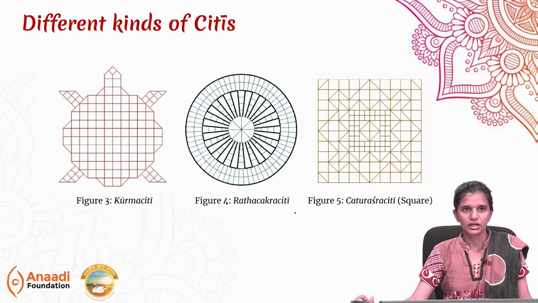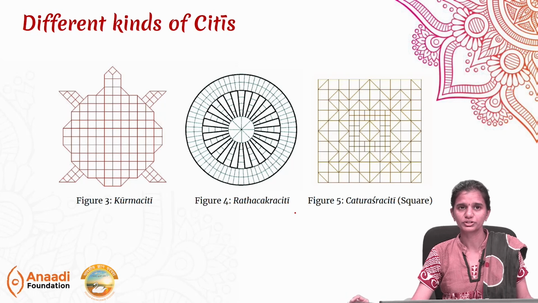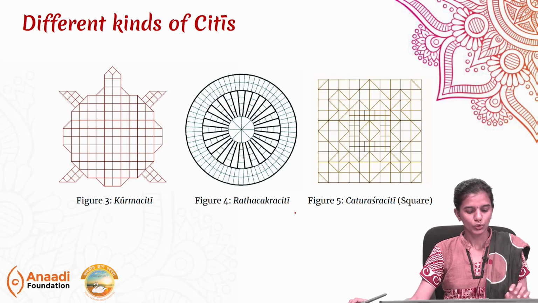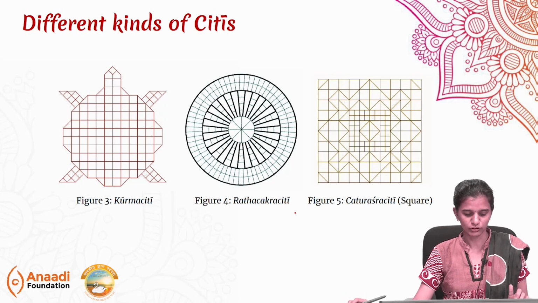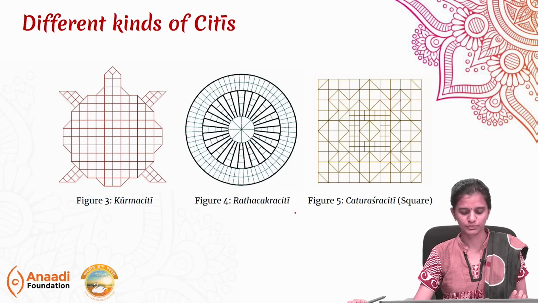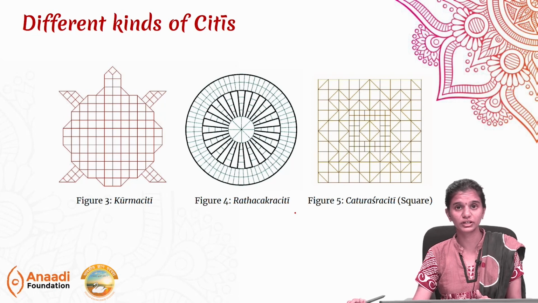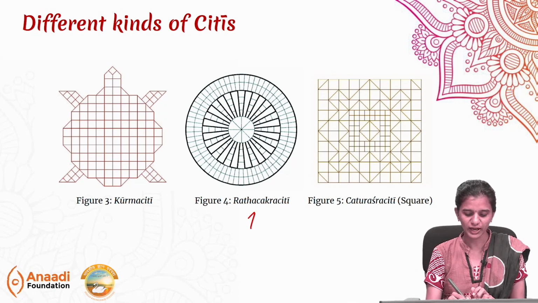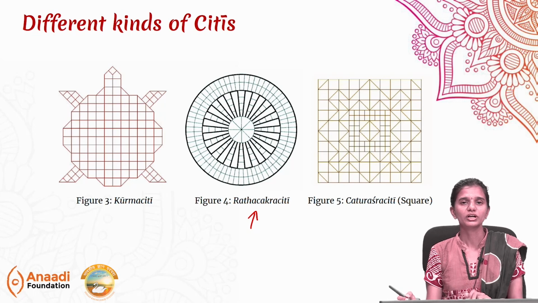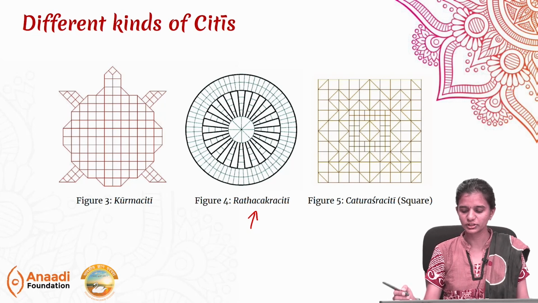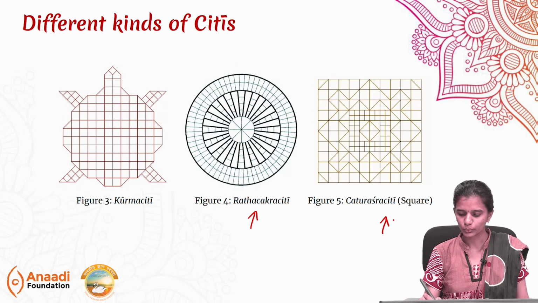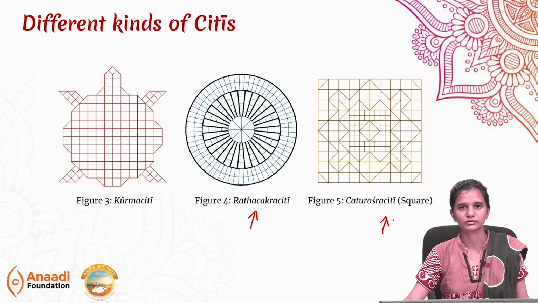Here are some of the images of the chitis. Kurma chiti, that is in the shape of a tortoise. Then Ratha Chakra chiti. We have this in the shape of a chariot wheel. Then we have a chiti with intricate square pattern.